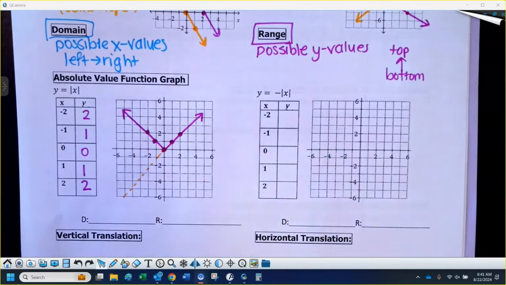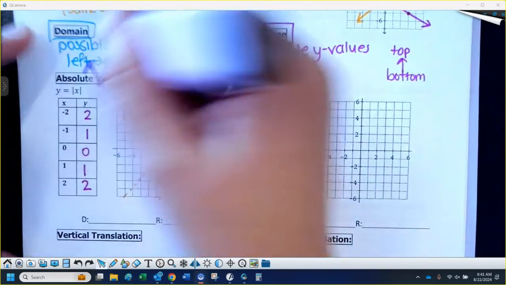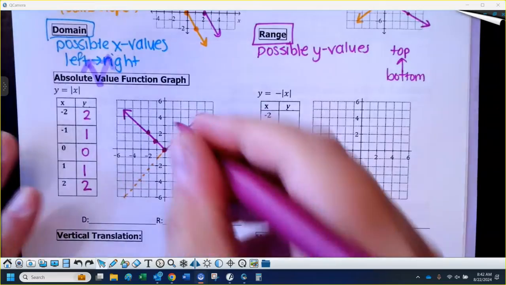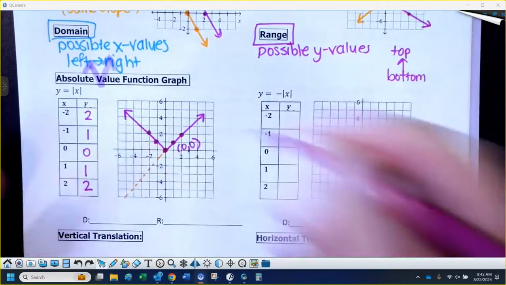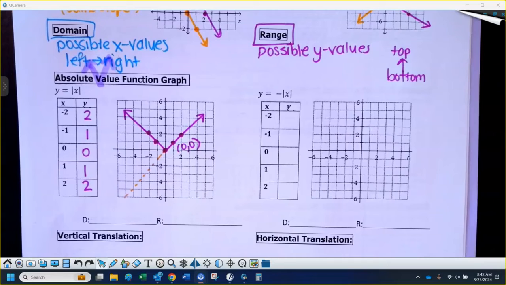Anytime you have an absolute value, I like to write this on here, absolute value, it makes a V shape. All right, so that is just your basic absolute value graph, makes a V shape. The vertex is going to be right in the center, and that is 0, 0 on this graph. We're going to shift these around a little bit today, so I'm going to show you how to do that.